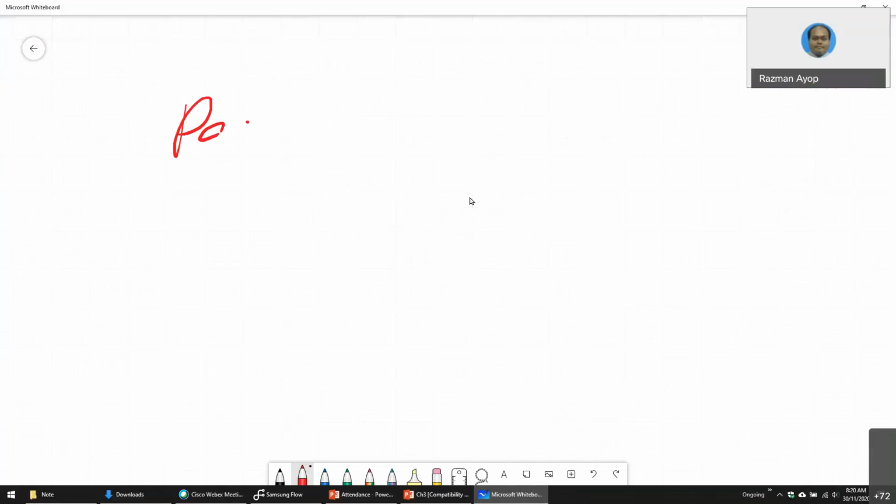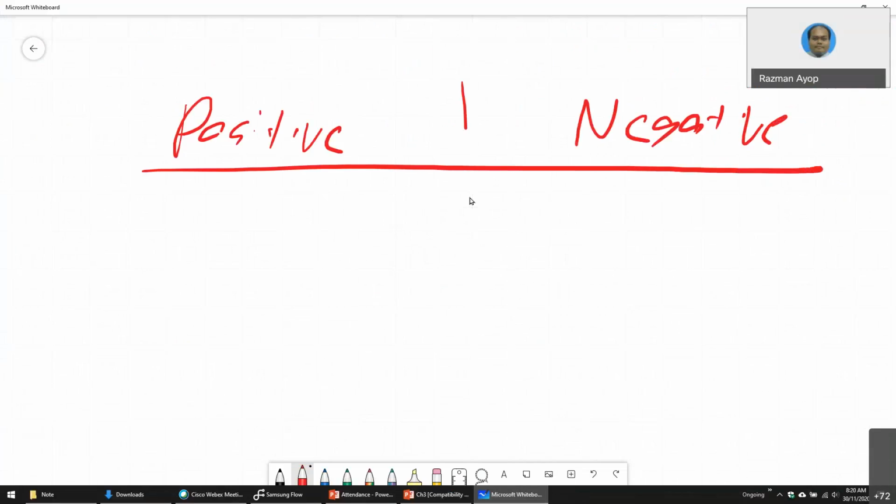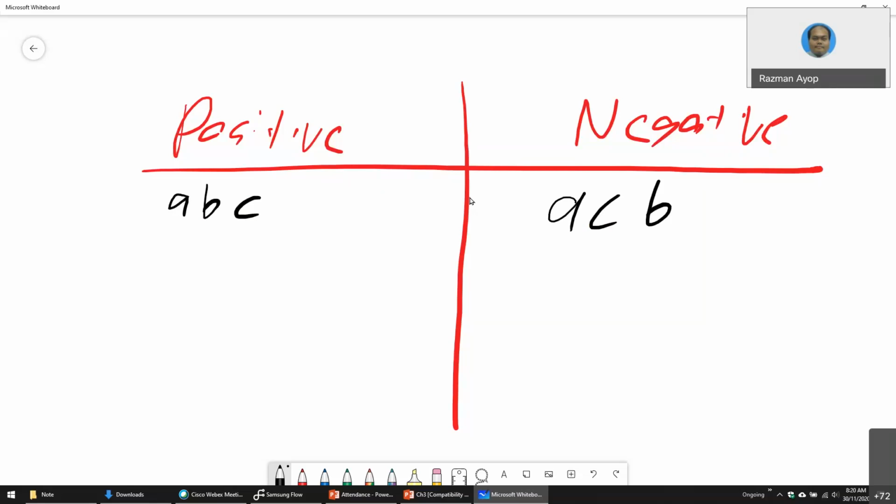So positive and negative. If you use the ABC system, positive sequence is just A, B, C. And negative sequence is the other way around, so A, C, B. Just flip these two. A is still maintained because A is the reference.